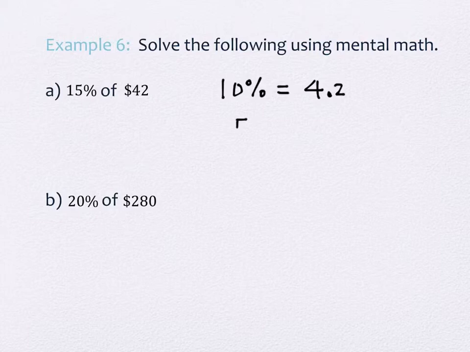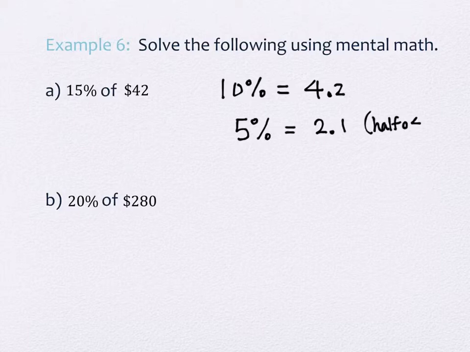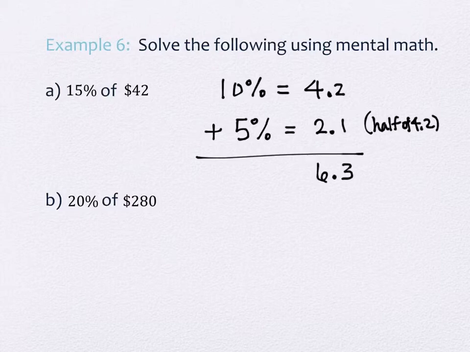But if I know what 10% is, can I find what 5% is? Yeah, and how'd you do it, Summer? Yeah, you divided it in half, right? This is half of 4.2. And then if I know the 10% and I know the 5%, what could I do to get 15%? You can add the two together, and you'd have 6.3. That's easier than multiplying by 15, which is equivalent to what I would have done, right? Two-digit multiplication in your head.